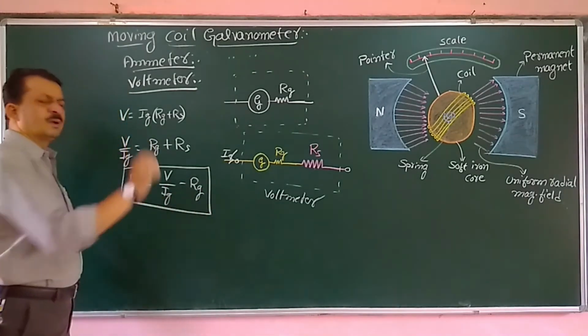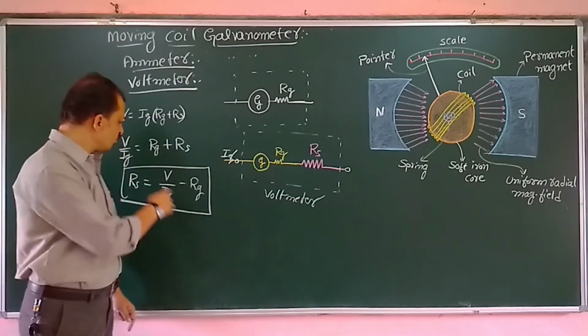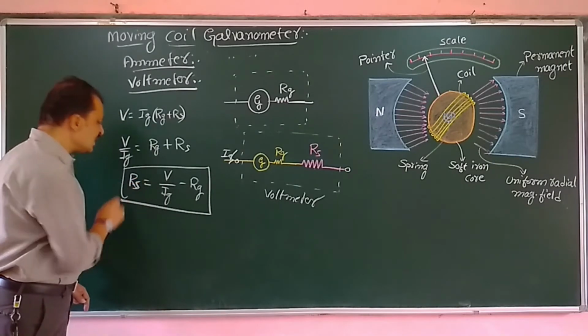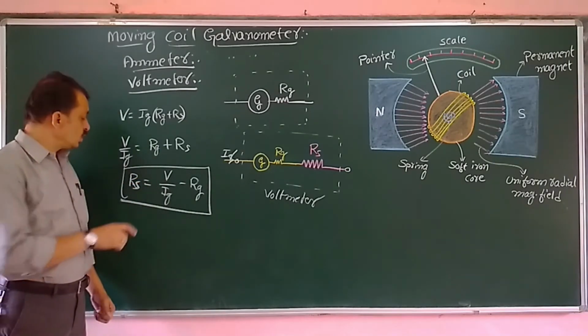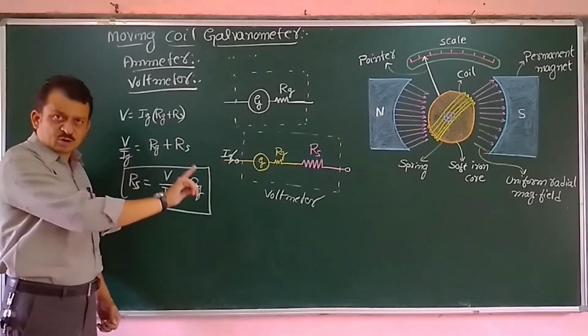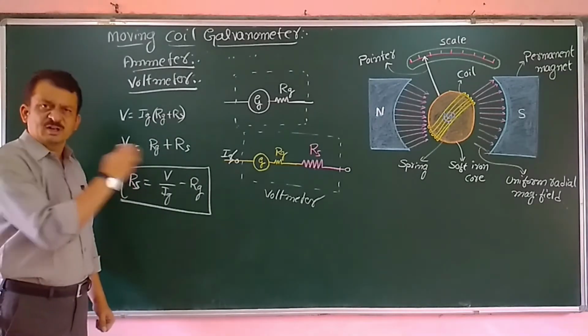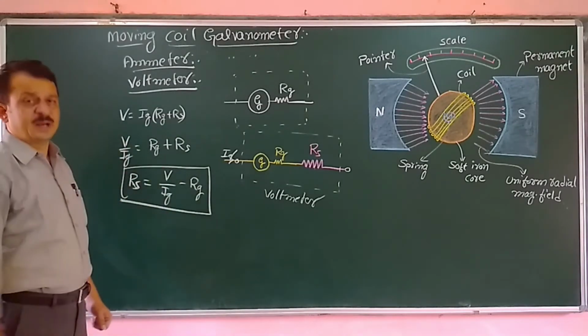By using this simple relation, we can work out the high resistance to be connected in series with the galvanometer to convert it into a voltmeter.